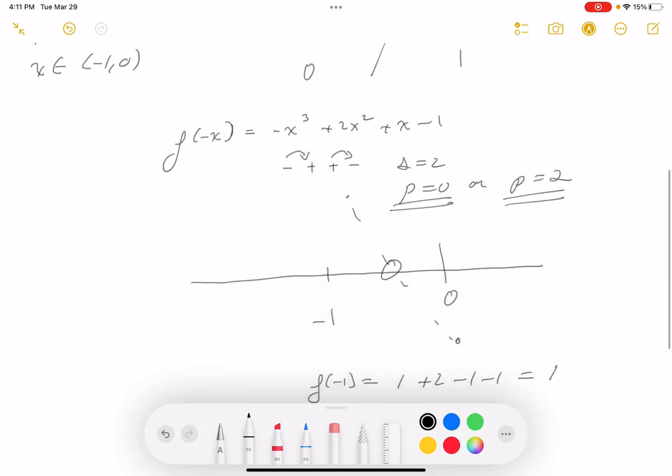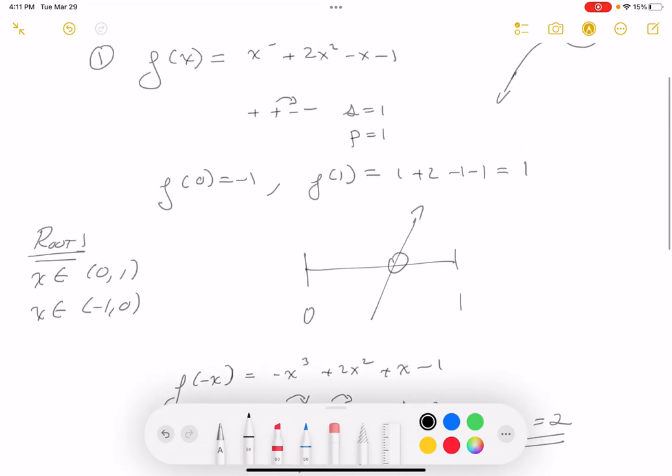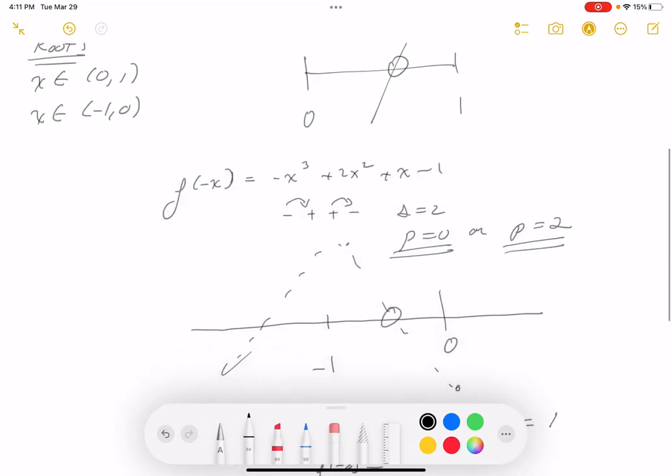Now, this is a cubic polynomial. I know it's going to come back down. The question is, when does it come back down? So I'm going to try to figure that out. I'm going to put f of minus 2 now. And what's f? f is this thing over here, so it's x cubed plus 2x squared.